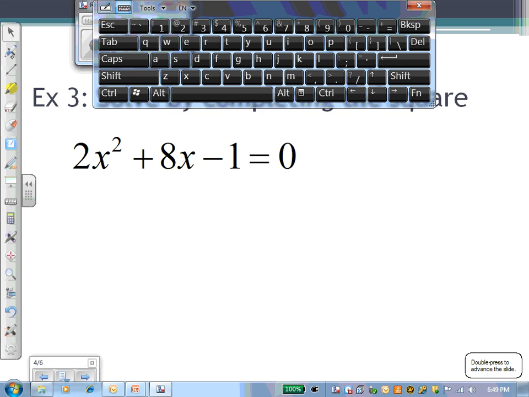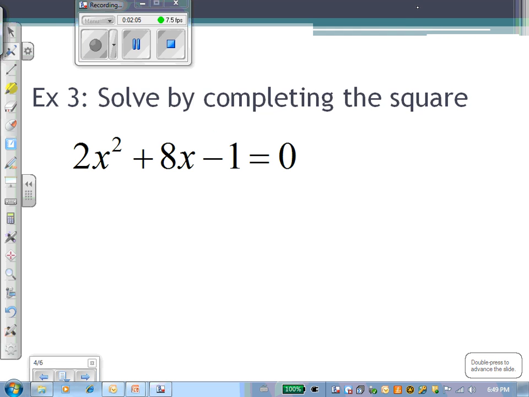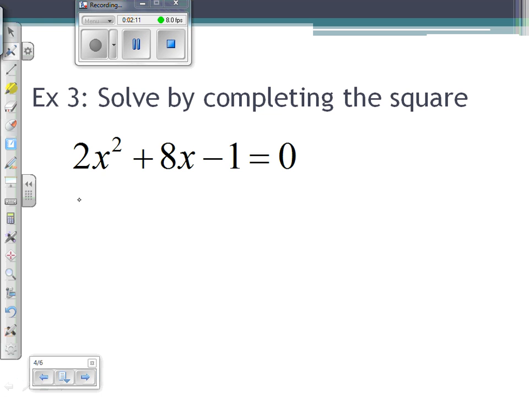This next part says solve by completing the square. Okay, so just a reminder of what it means to complete the square. I got to move this over so that these two are alone. So I'm going to add the 1 to both sides. So 2x squared plus 8x is equal to 1. Next thing, I can't have a constant out in front, so I'm going to pull out the 2, which leaves me with an x squared plus 4x.